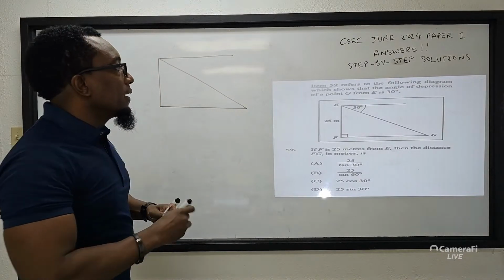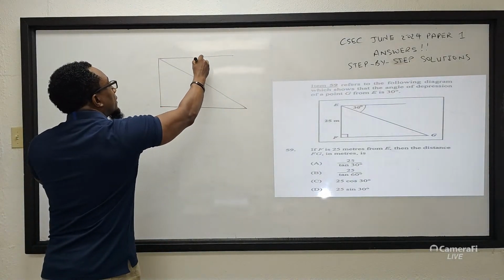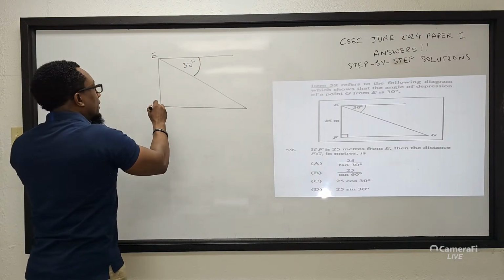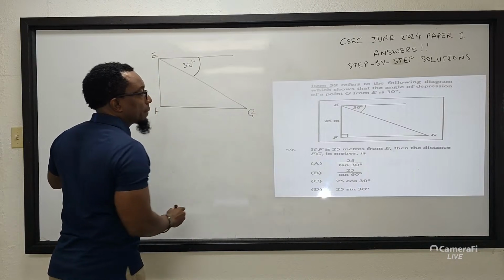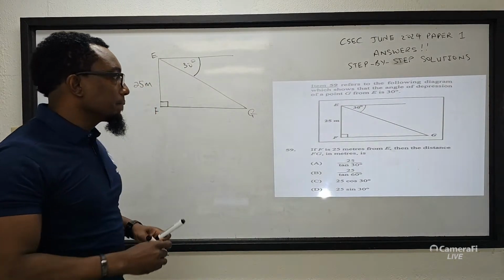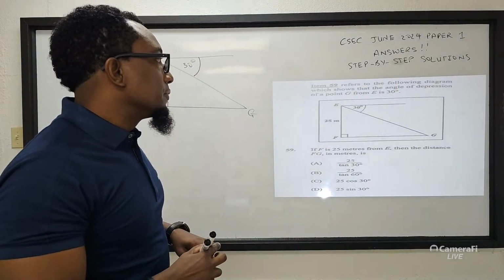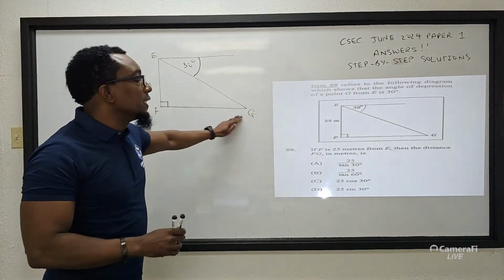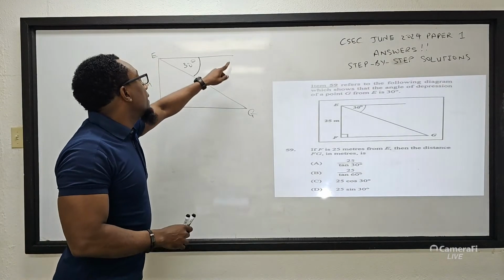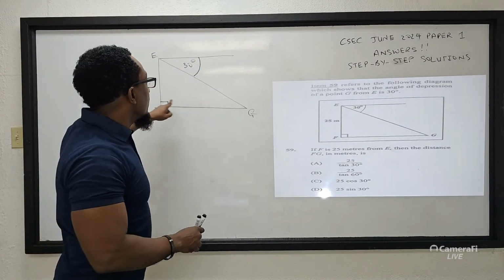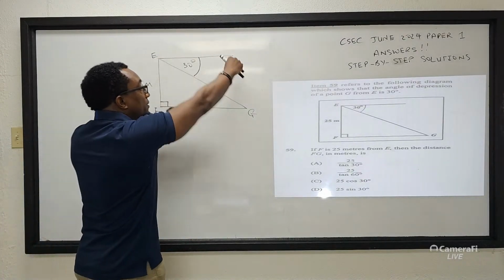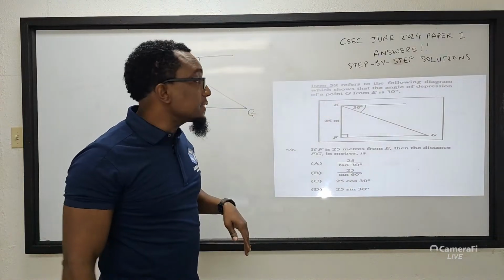so this is our angle of depression, 30 degrees. This is E, F, G. This is 90 degrees, 25 meters. So we want to determine the distance FG. To determine FG, we can use the fact that this here is your Z-shape, alternate angles. These two lines are parallel lines. Those are two horizontal lines of sight.